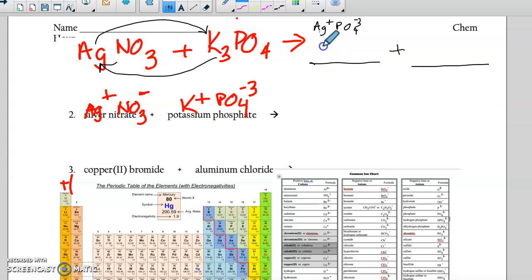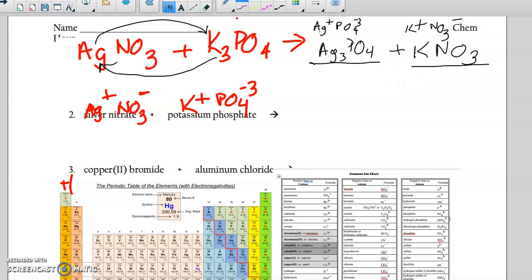So I'm going to put the silver, this is my thinking, with the phosphate. And to balance charge, my formula would be Ag3PO4. Then I'm going to put my potassium, again, this is my thinking, with the nitrate. They already add up to 0, so it's just going to be KNO3.